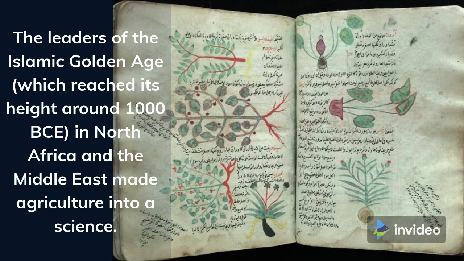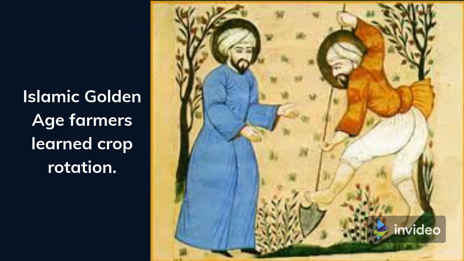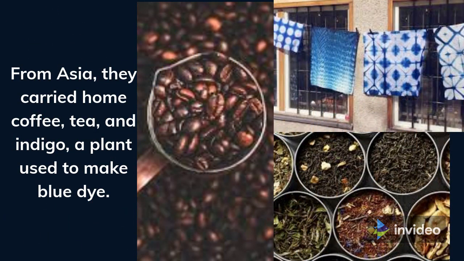The leaders of the Islamic Golden Age, which reached its height around 1000 BCE, in North Africa and the Middle East made agriculture into a science. From Asia, they carried home coffee, tea, and indigo, a plant used to make blue dye.